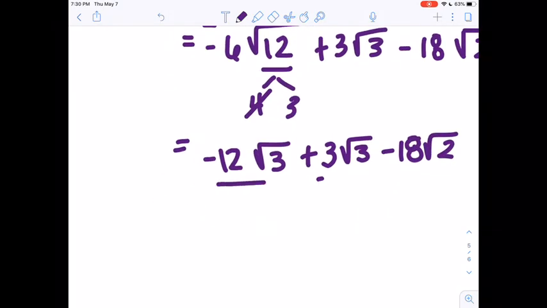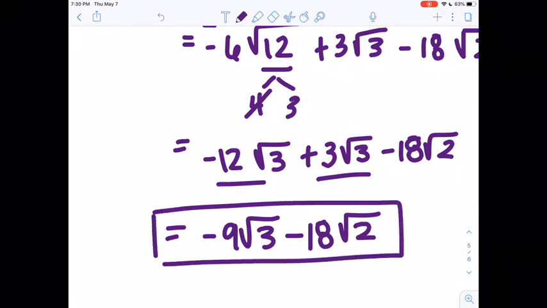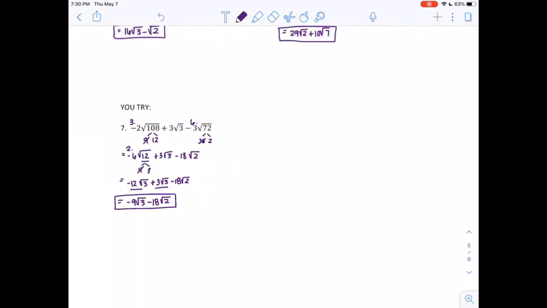So now I have some like radicals I can combine right here. So that becomes negative 9 root 3 minus 18 root 2. And this is our final answer. Okay, and then you're done.